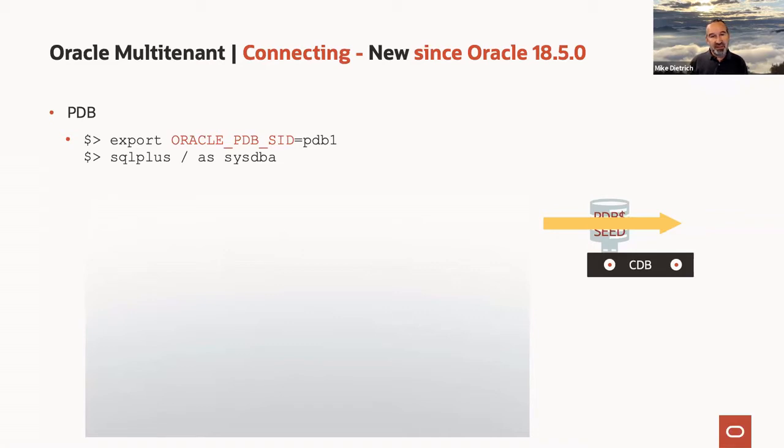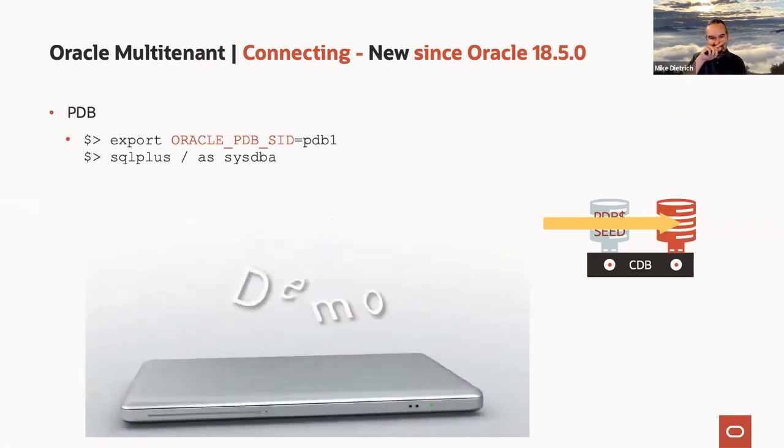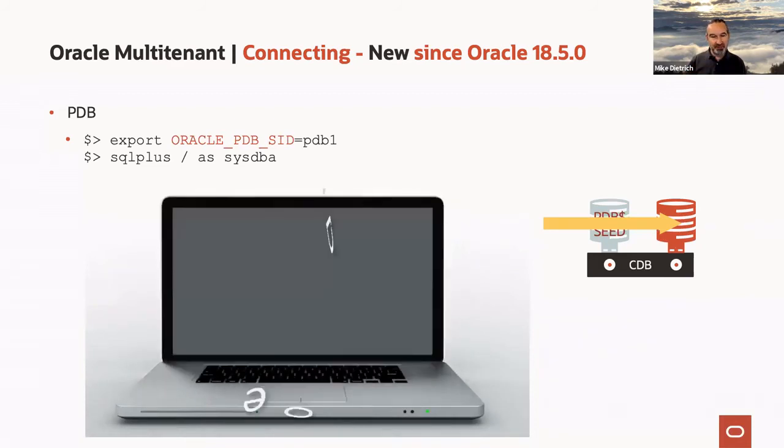eBusiness Suite 19c has to be a pluggable database, and I guess they brought this in for some tool working with EBS. So you set export ORACLE_PDB_SID=PDB1 in my case, and then you can do a SQL Plus as sysdba, and you connect directly into your PDB. I show you this in a quick demo.